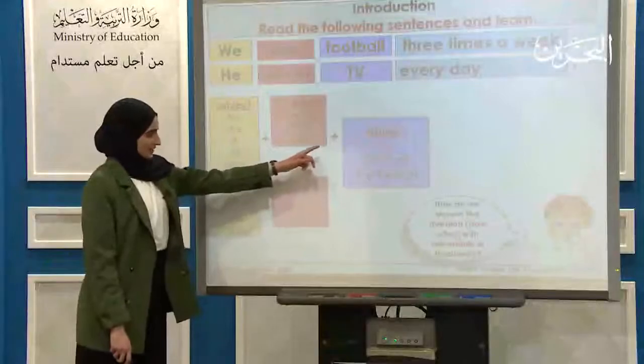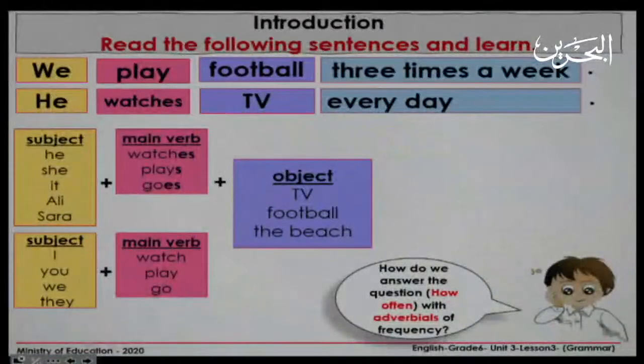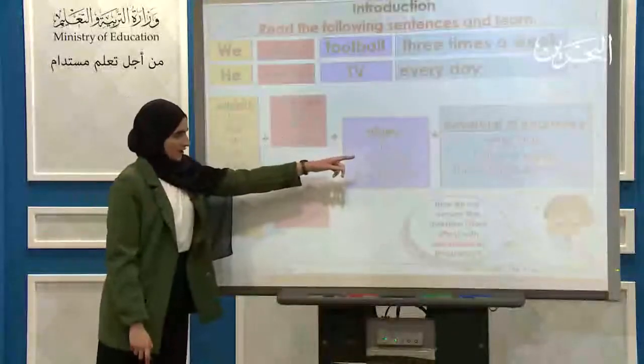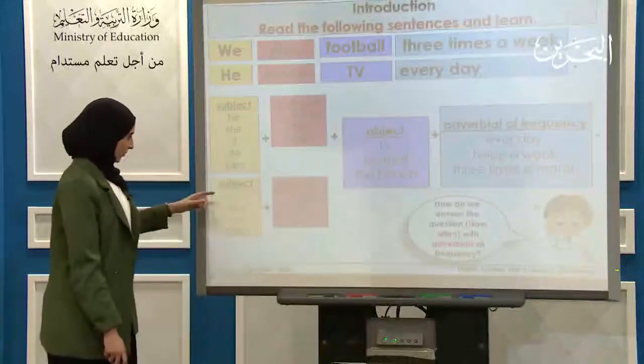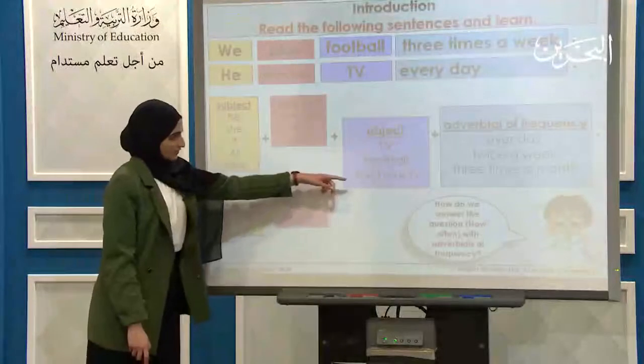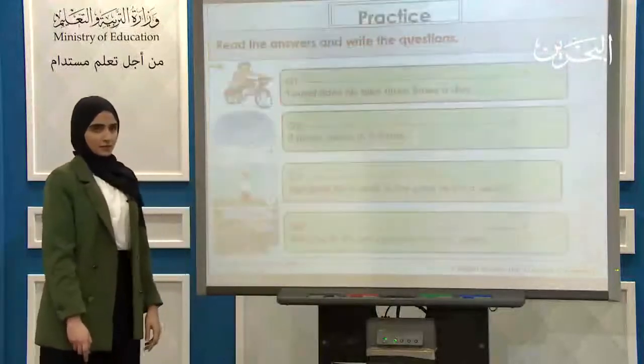Plus the object, TV, football, the beach, plus the adverbial of frequency like every day, twice a week, 3 times a month. And don't forget the full stop. Let's have an example. You can say she plays football twice a week and full stop. Or you can say they go to the beach 3 times a month.